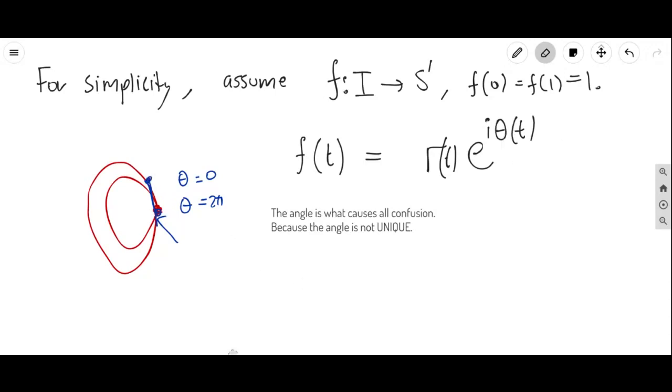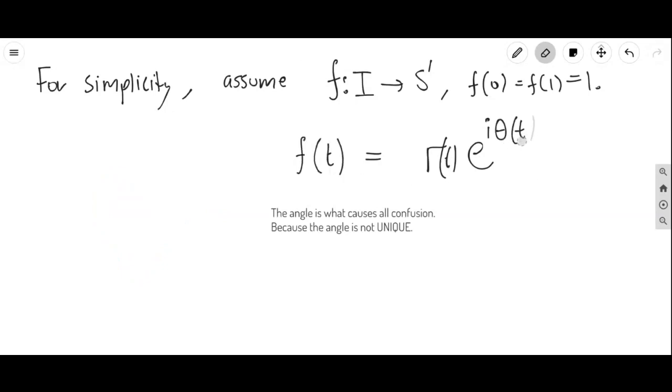And that's where the difficulty comes from. The angle is not unique, and there's lots of ways to assign the angle. And the point is that you can write the function in this form, and then this is going to tell you what the winding number is. So then the winding number is going to be calculated like this.